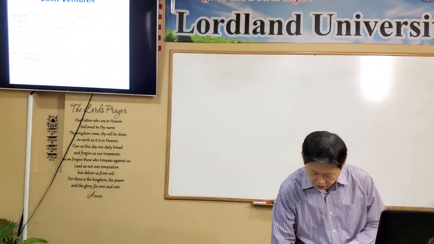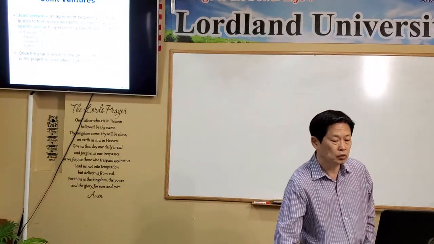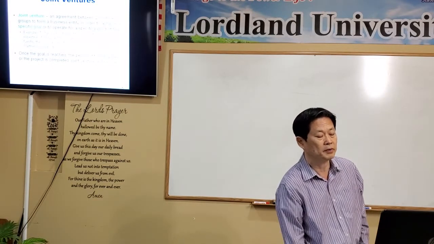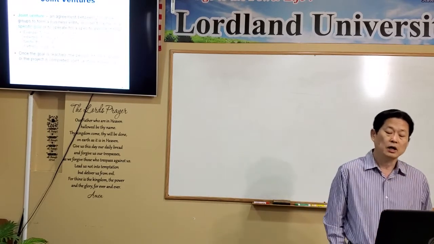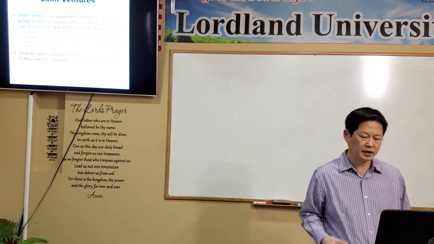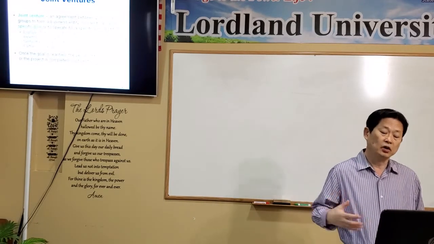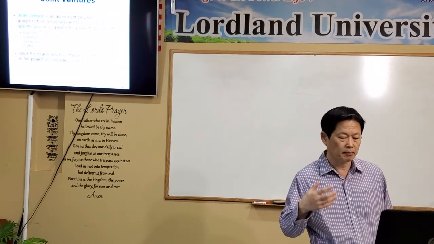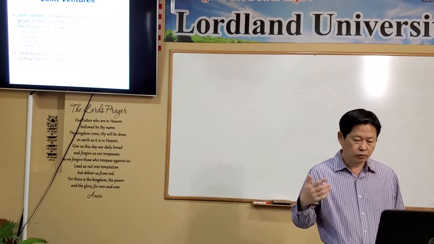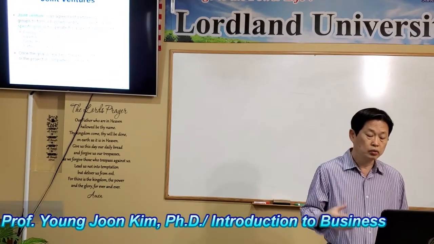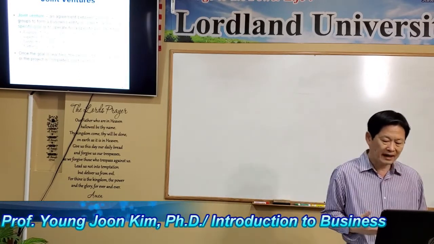A joint venture is an agreement between two or more groups to form a business entity in order to achieve specific goals or to operate for a specific period of time. Example of a joint venture: in order to take advantage of the production and marketing expertise of General Mills and the worldwide presence of Nestle, the two companies formed a joint venture called Cereal Partners Worldwide.